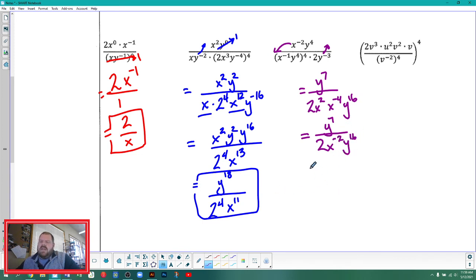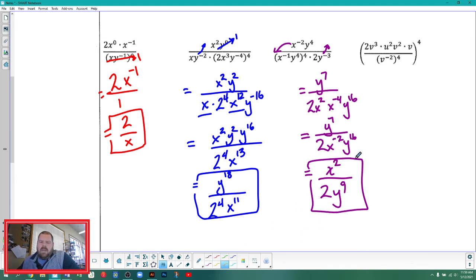Now I'm going to move the x to the negative 2 up and use the modified quotient rule on the y to the 7th over y to the 16th. That's going to leave 9 of them on the bottom, and I'll have 2 x's on top. I have x squared over 2y to the 9th.